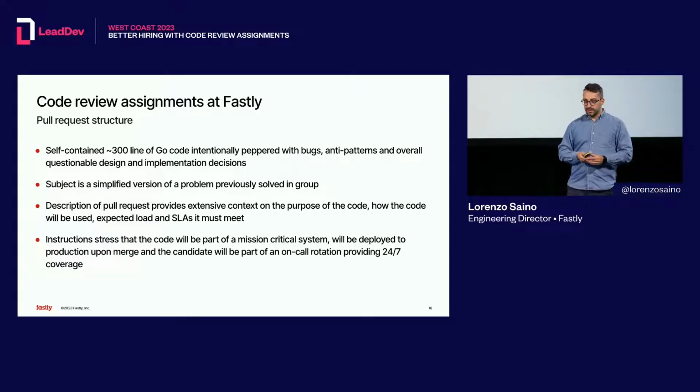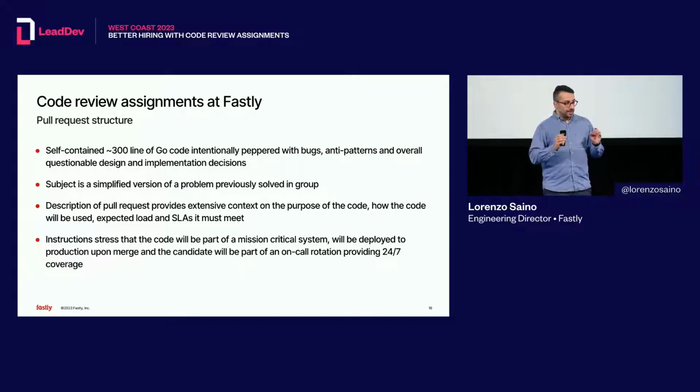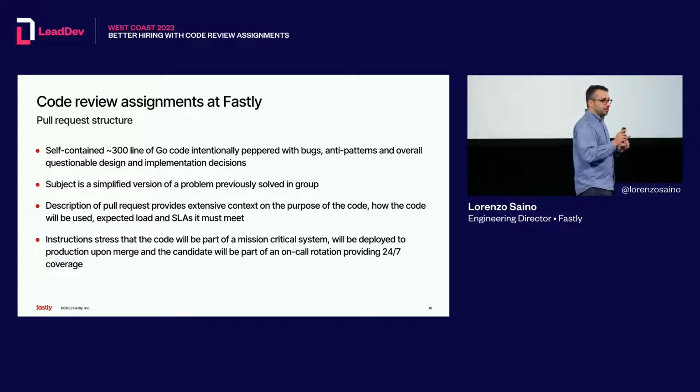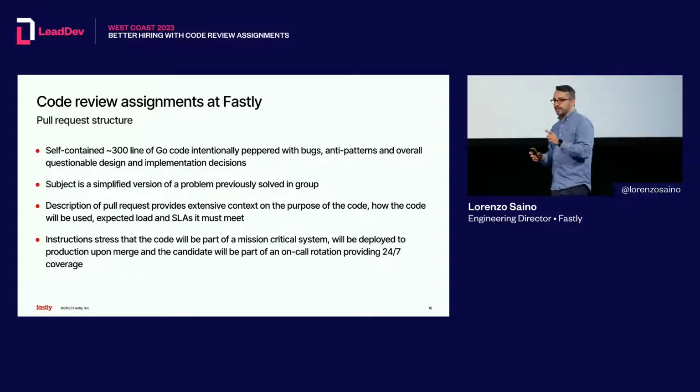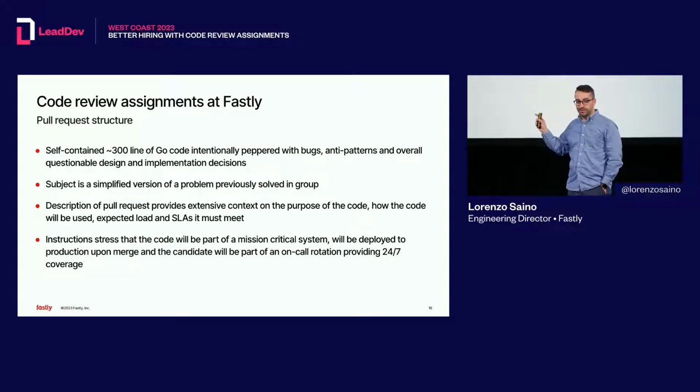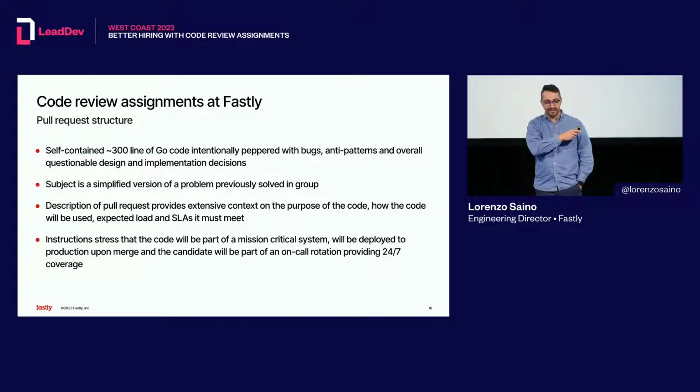And finally, in the instructions that we gave to candidates, we said, hey, candidate, you are the last obstacle between this code and production, okay? So if you say thumbs up, this code is going to be in production, and you are going to be part of an on-call rotation that is responsible 24/7 for this code. So if this code doesn't do well, at 3 a.m. your pager duty goes off, and you have to wake up and deal with that.